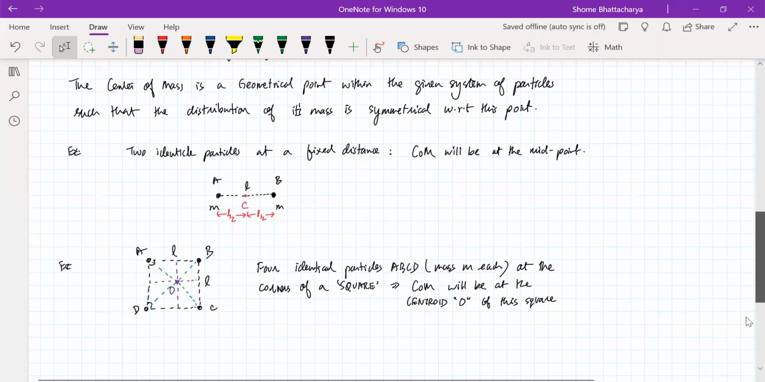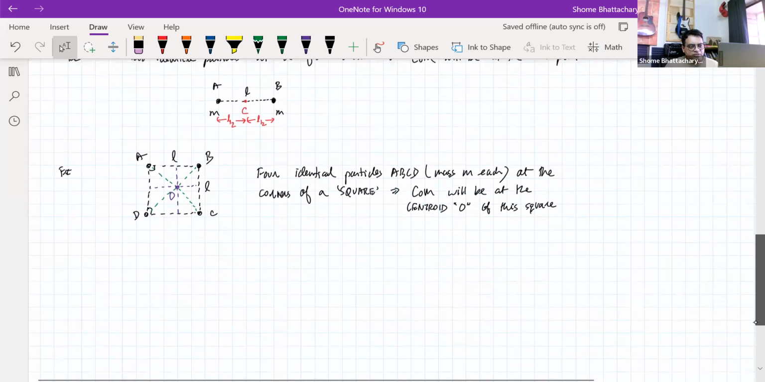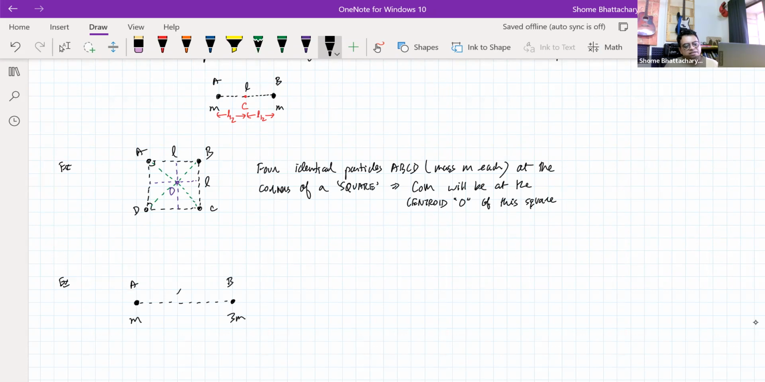Now let us see a situation where we take two particles again, but not necessarily of identical mass. Suppose this time we have one particle of mass m, and at a certain distance from it we have another particle of mass 3m. These are my particles A and B. It's a two particle system, but consisting of different masses which are at a distance L. So where would the center of mass of this system be?